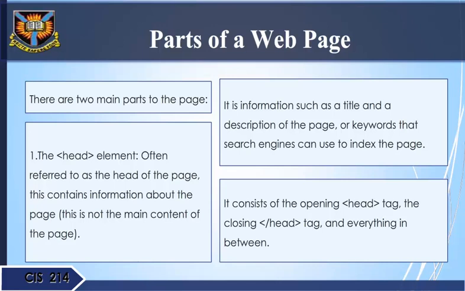Parts of a web page. There are two main parts of the page. One, the head element, often referred to as the head of the page. This contains information about the page. This is not the main content of the page. It is information such as a title and a description of the page, or keywords that search engines can use to index the page. It consists of the opening head tag, the closing /head tag, and everything in between.